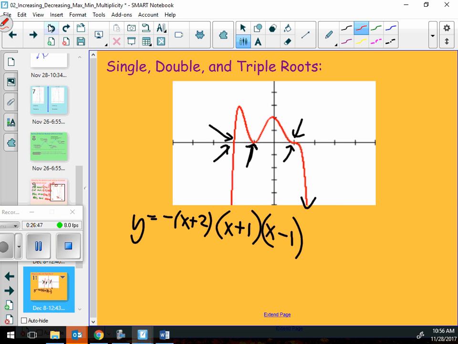Which of these 3 looks like a parabola and therefore should be squared? The left one, the middle one, or the right one? Middle one. Which one is the middle one? It's this guy. And it looks kind of like a parabola. So you put squared there.